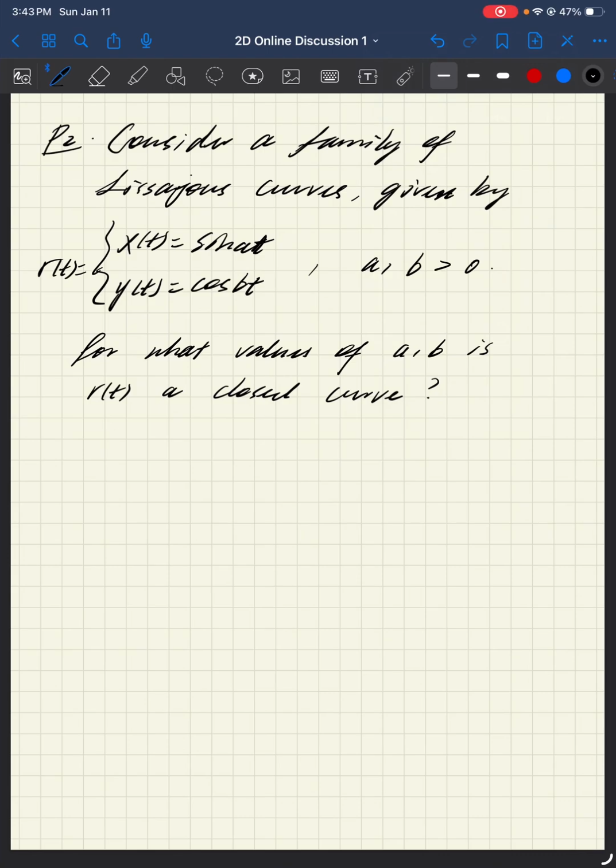So for the second question, we want to consider a family of Lissajous curves, which are just curves of this form. So x(t) is sine(at) for some constant a larger than 0, and y(t) is cosine(bt). Also b is some constant larger than 0. And we're asked to answer the question: for what values a and b is our Lissajous curve R(t) a closed curve? So what does closed mean?